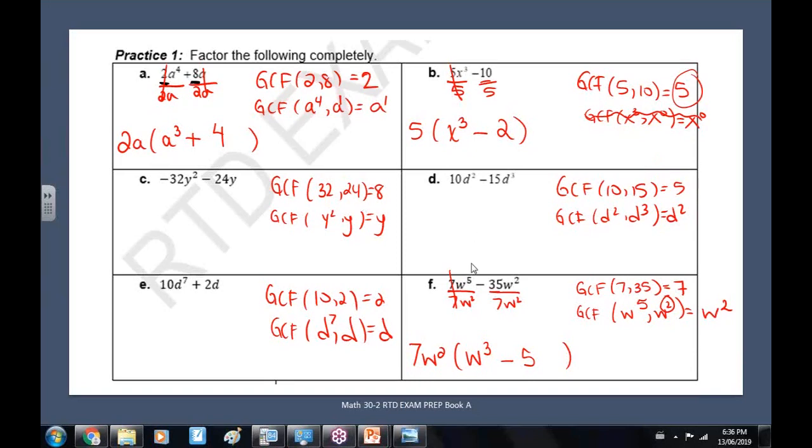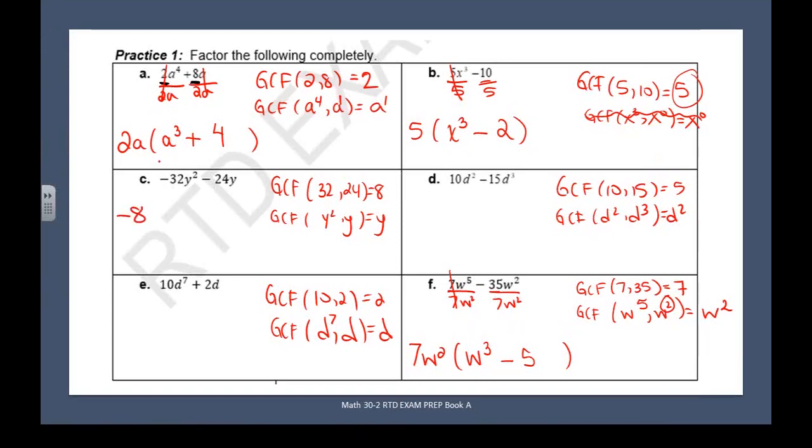Okay, so I just started to set this up a little bit here. For C, the greatest common factor between 32 and 24 is 8. But I do notice that both of these are negative. So I'm actually going to take out a negative 8. And the GCF between y squared and y is y. Again, I'm dividing both by the GCF. Negative 32 divided by negative 8 is positive 4. 2 take away 1 is 1 for the y. Negative 24 divided by negative 8 is positive 3, and the y's cancel.